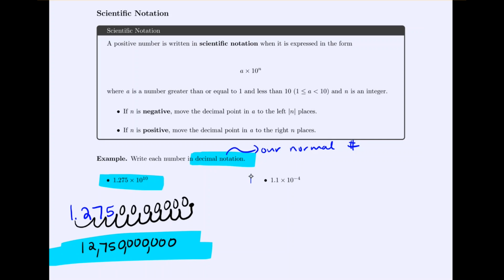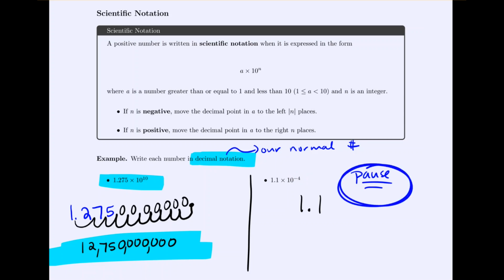Now for the next one, we see our value of A is 1.1, but as I think of moving the decimal place, I notice the exponent is negative 4, so I should be moving 4 places to the left. Why don't you take a moment to pause the video and attempt this on your own. Unpause to check your work.